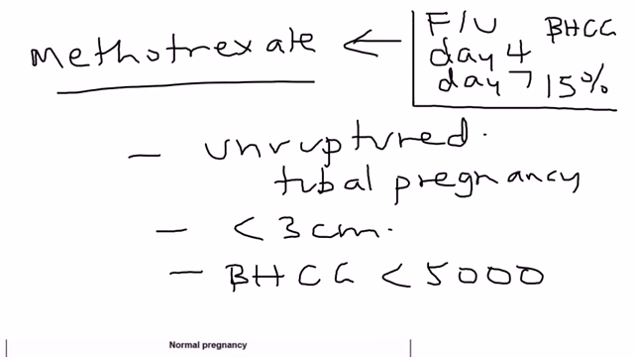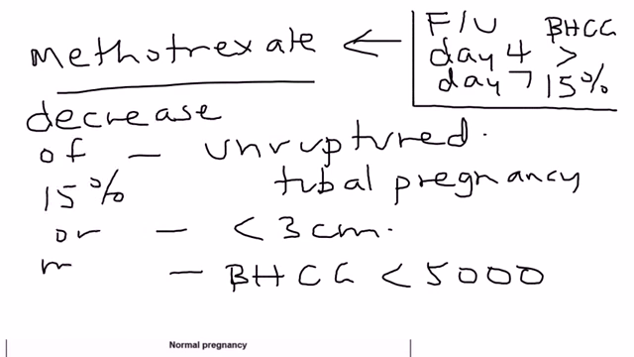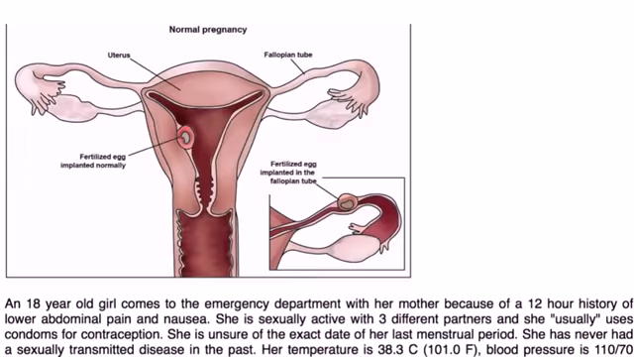So I should have written greater. So let me just write it out to avoid confusion. Decrease of 15% or more. And if that is indeed the case, when you measure the beta HCG level on days 4 and 7, then you know the methotrexate is working. If it's not, then you have to give a second dose of methotrexate, or you have to proceed to surgery. So now I will discuss a couple clinical vignettes here.